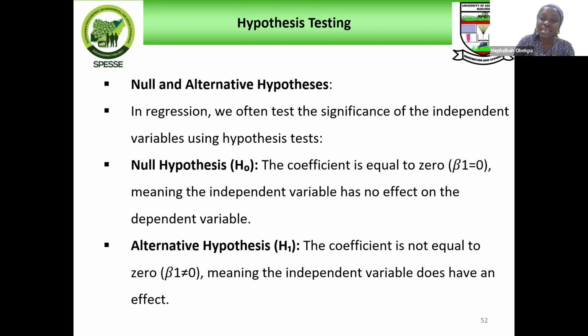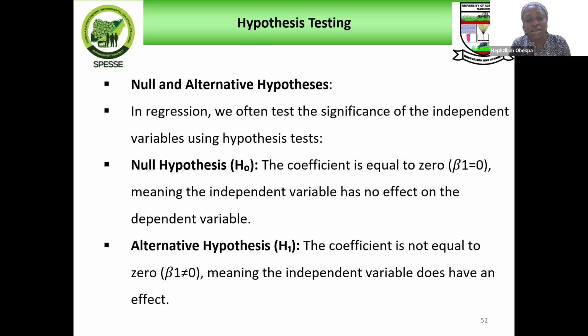So the null hypothesis says that your B1 is equal to 0. That means there's no significant relationship. But your alternative hypothesis says your B1, when we say B1, we're referring to the slope or the coefficient, is different from 0. When something is different from 0, it means it is not 0. That means it is significant.